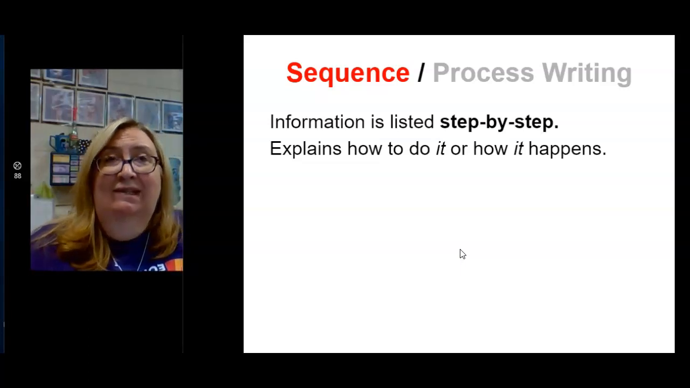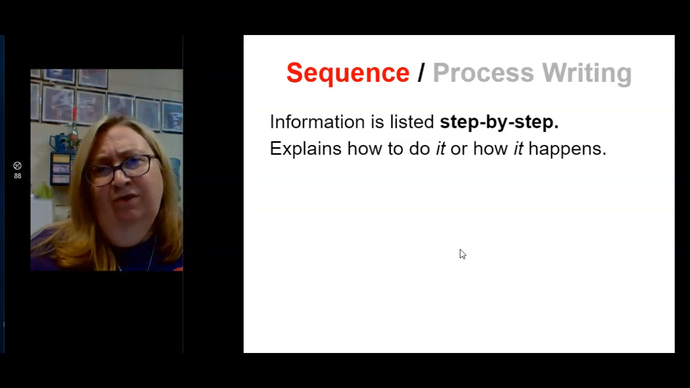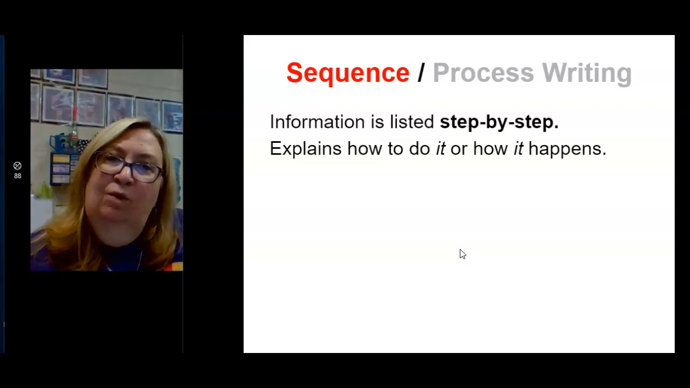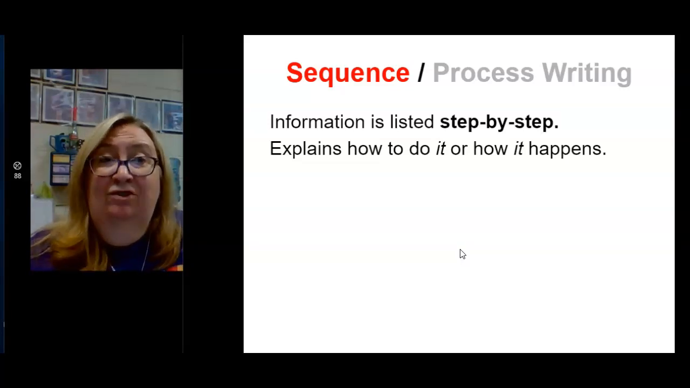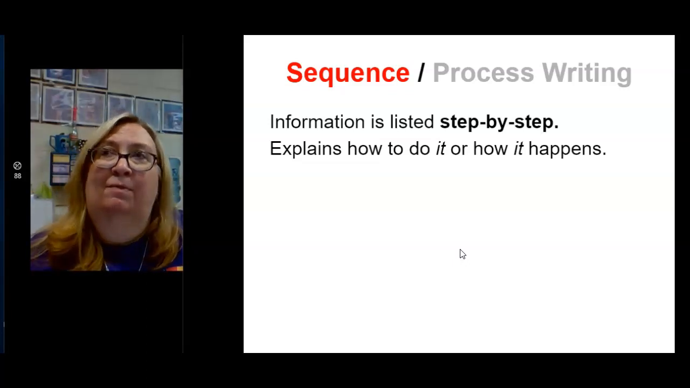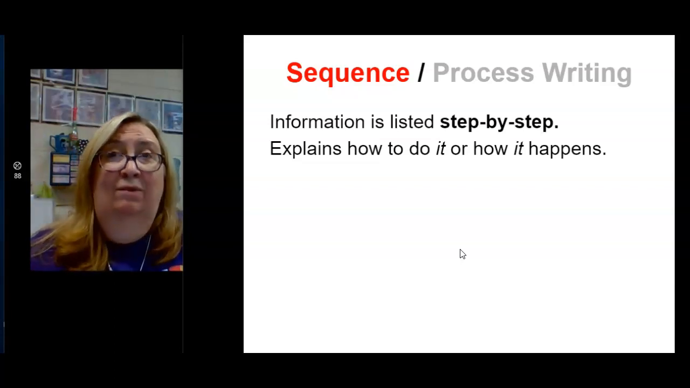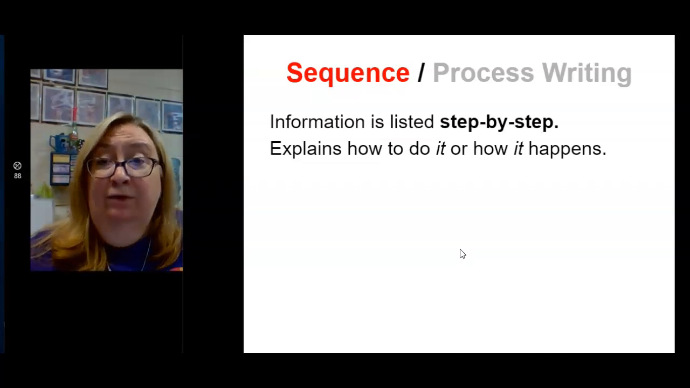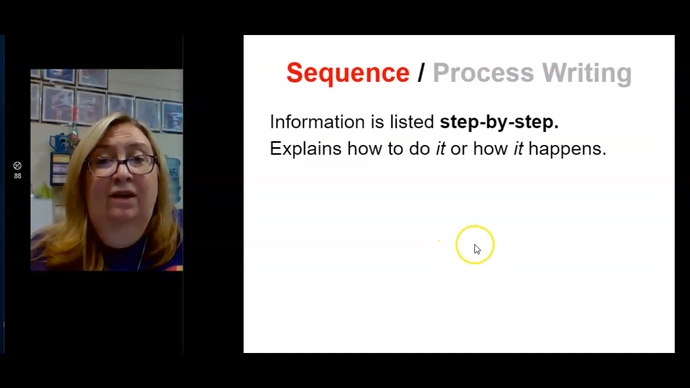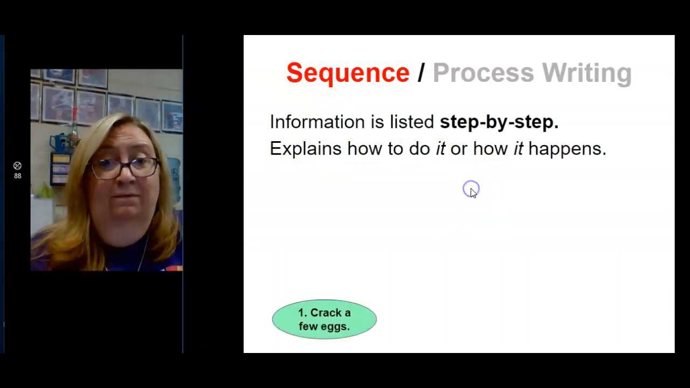The next kind of writing will be sequence or process writing. This is information when it's listed step by step. Sometimes people get confused with chronological and sequence. Chronological tells you the things that happened in the order that they happened. Sequence tells you how to do things in the correct order. So chronological might be a diary entry about my day and what I did all day long. A sequence writing would be instructions for how to put together a bookshelf step by step in the order that the steps should be followed. Okay, so sequence explains how to do it or how it has to happen.